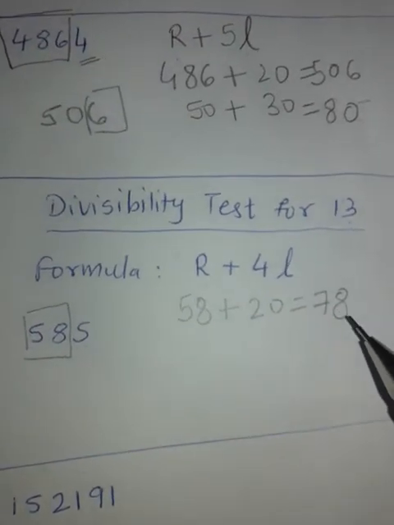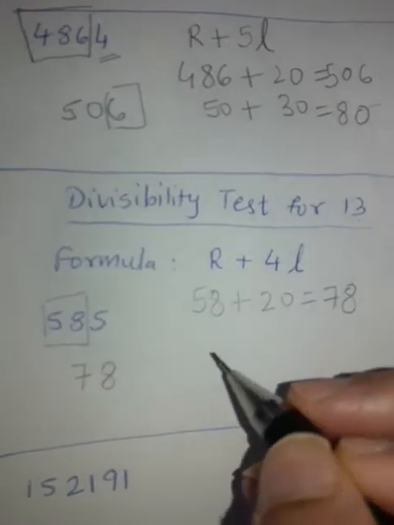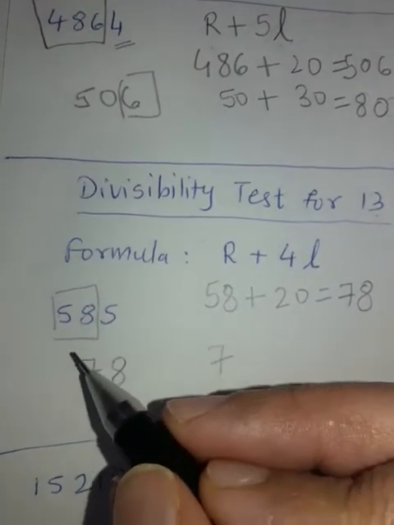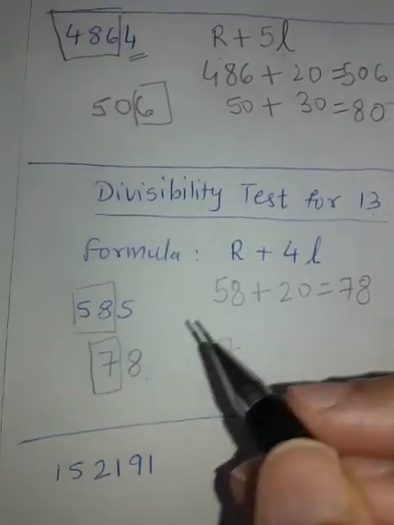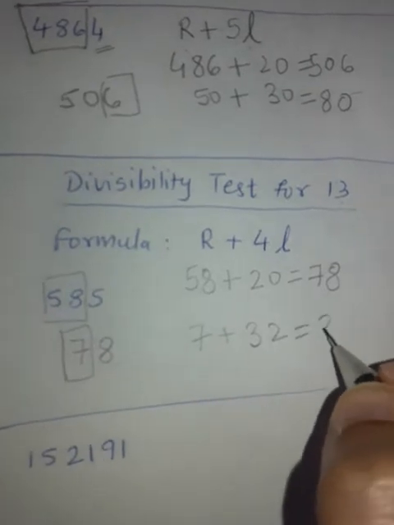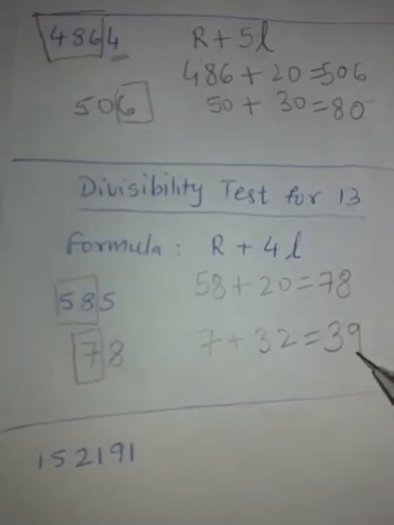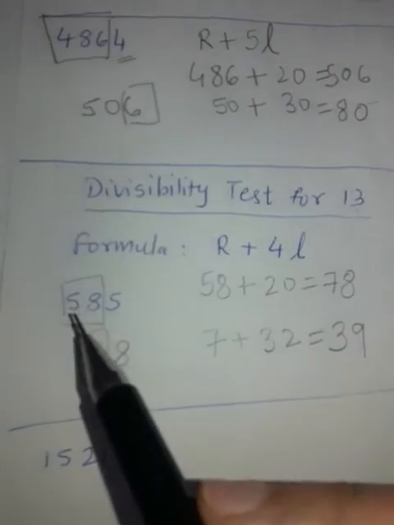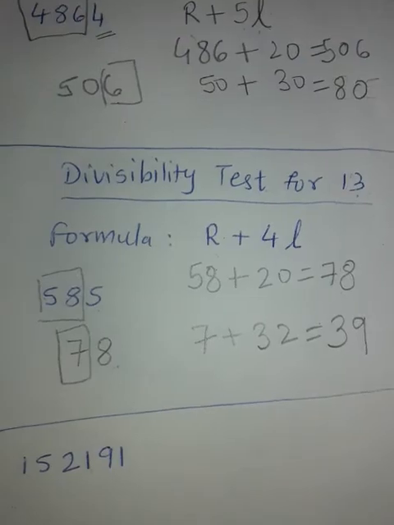But if you don't know table of 13, again try same procedure. Remaining number is 7. Last digit is 8. 8 4s are 32. This is 39. 13 3s are 39. So yes, 39 is divisible by 13. That means this number is divisible by 13.